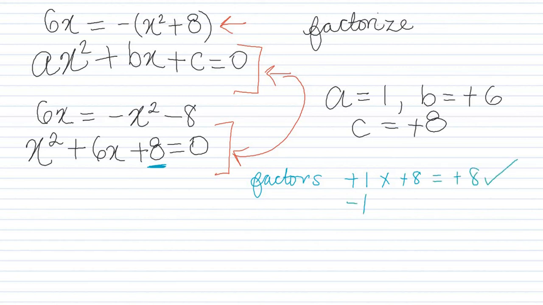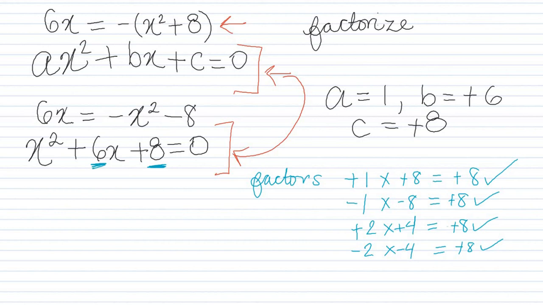Minus 1 times minus 8 gives positive 8. People tend to forget the minus. Then positive 2 times 4 gives positive 8, and negative 2 times negative 4 gives positive 8. So you can see that all of these are factors of 8. But when we're dealing with factorization, we want two numbers that, when you multiply them together, give you the value of c, in this case positive 8, but when you add them up, give you the value of b, which is positive 6.